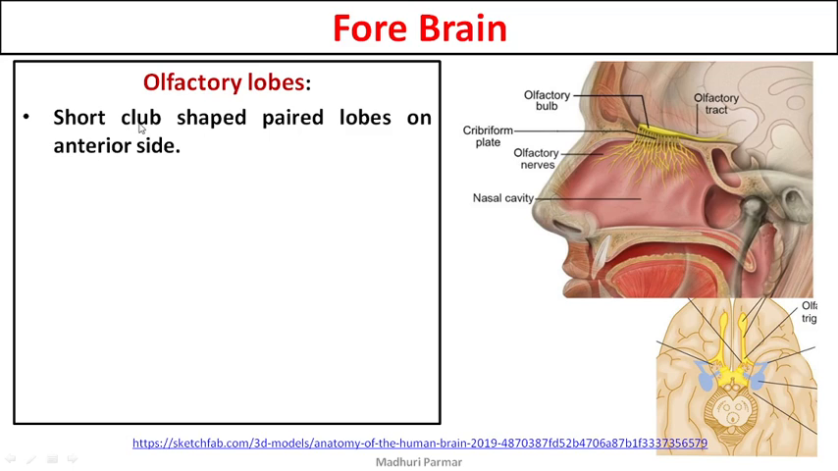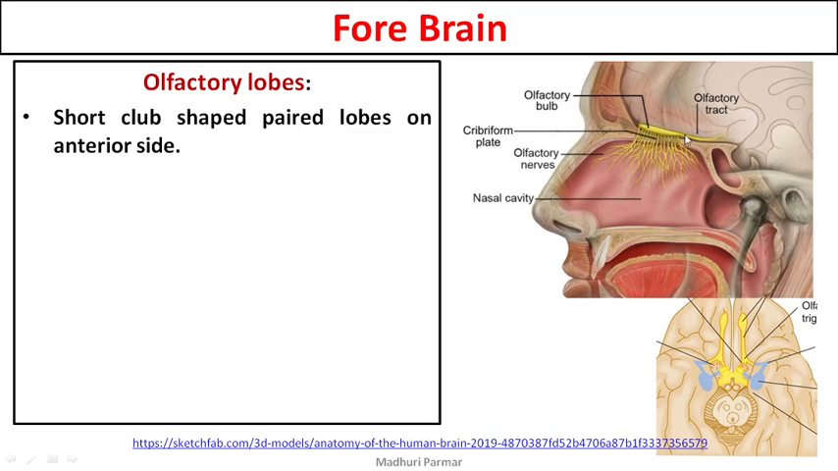Club means, have you seen a bat-like structure, a baseball bat? That baseball bat is also known as club. In Gujarati you call it dhoko. So that club. So short club shaped paired lobes are present here on the anterior side. Anterior means aage ki taraf, in the front. So can you see this is in the front, very close to your face. You find these olfactory lobes.